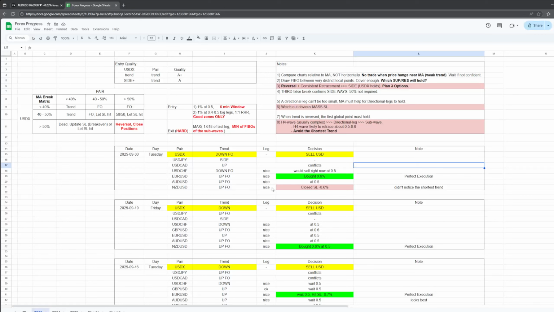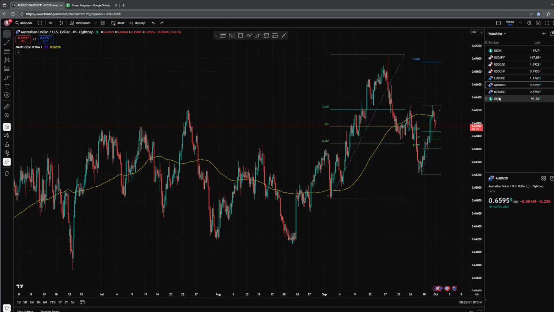down. Aussie trend is up, market is doing a fake out right now. Leg size is nice, and currently the market is at 50% retracement. So if Aussie is your favorite pair to trade, just buy Aussie right now.